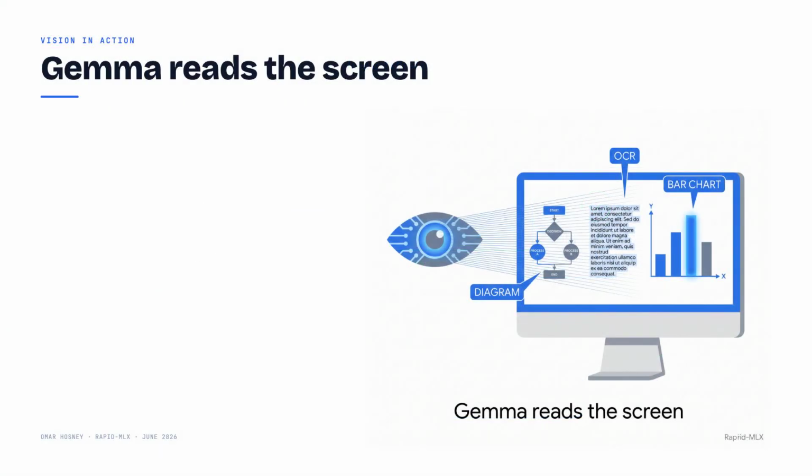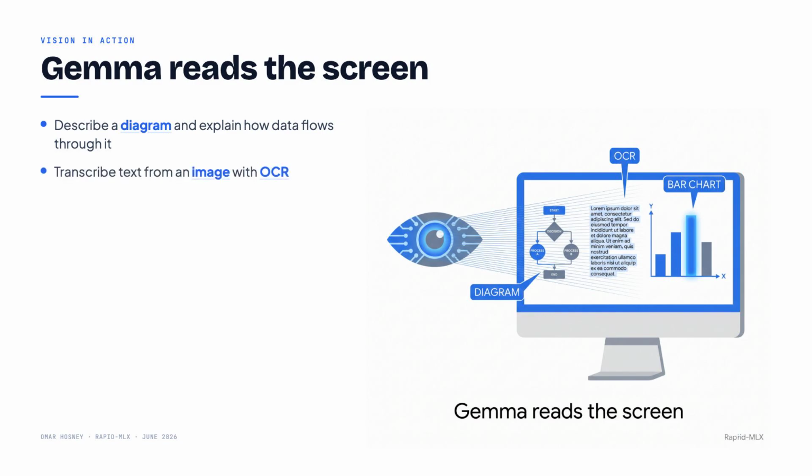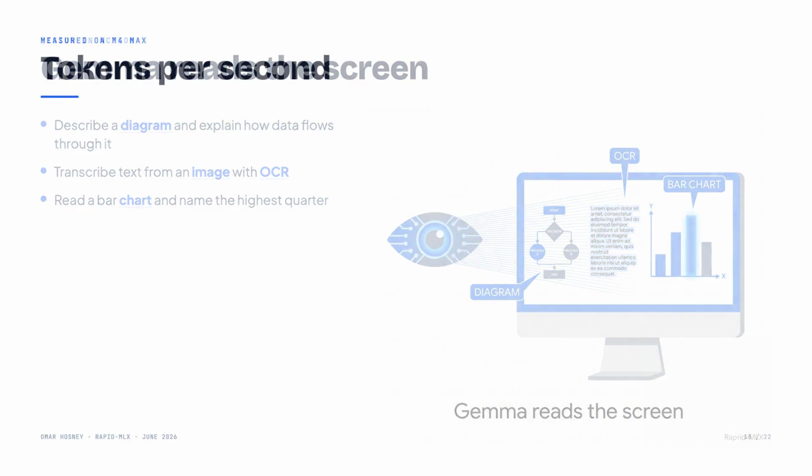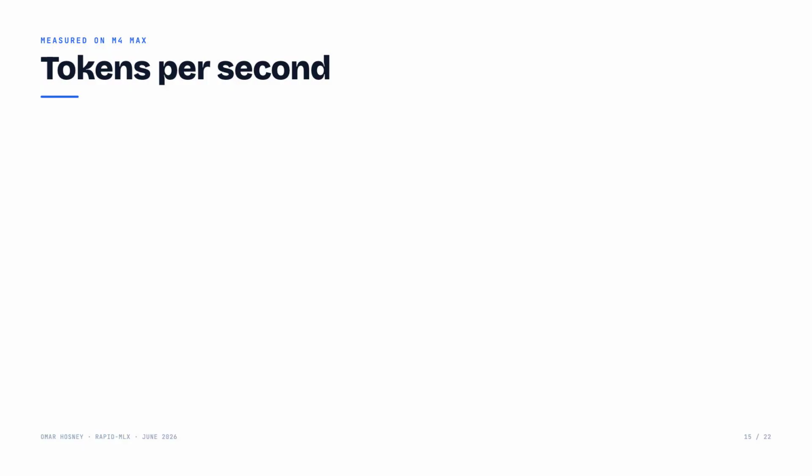Gemma's vision is genuinely useful. It can describe a diagram and explain how data flows through it. It can transcribe text from an image using OCR, and it can read a bar chart and tell you which quarter is highest. We measured it all on an M4 Max.